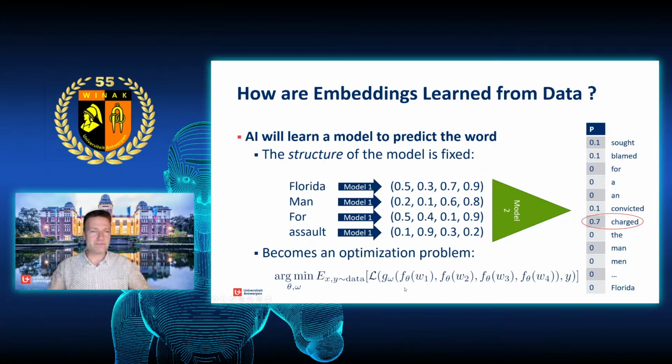It runs through the examples, and every time it makes an incorrect prediction, it will update the weights in such a way that it would improve the prediction for this particular example. So here we feed it with this example for the man for assault. This comes out, it's 0.7. So we're going to tinker a little bit with the weights of model 1 and model 2, such that this 0.7 maybe becomes 0.71. And this way we continue until we have a good model.